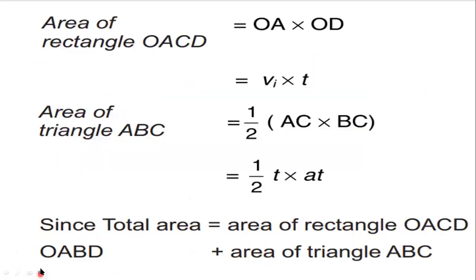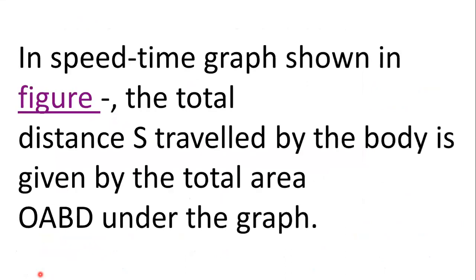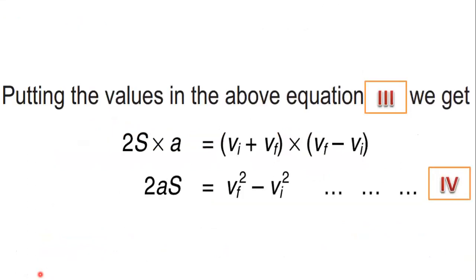So once again, just look at this. This was the second equation, and here the third equation is that in the speed-time graph, the same graph, the total distance traveled by the body is given by the total area OABD under the graph, that total region. Then we put in the values, looking at the figure, and we reach this. We put the values and we get the third equation of motion.